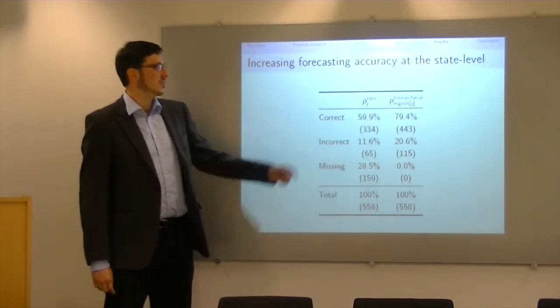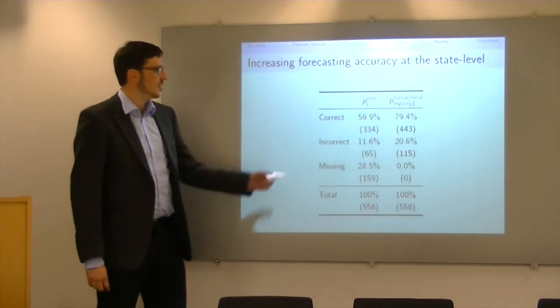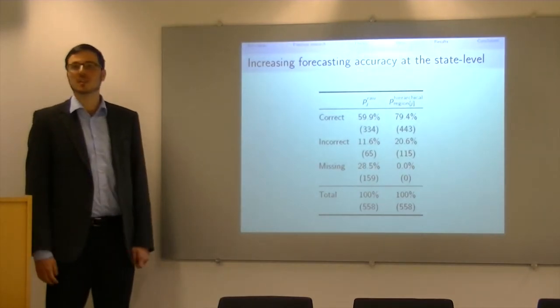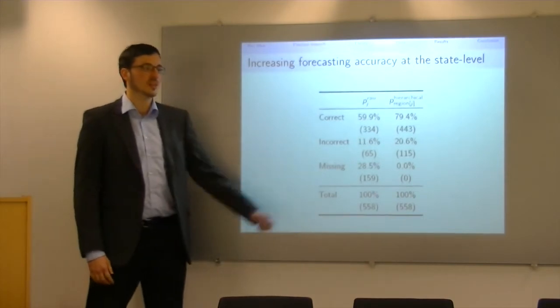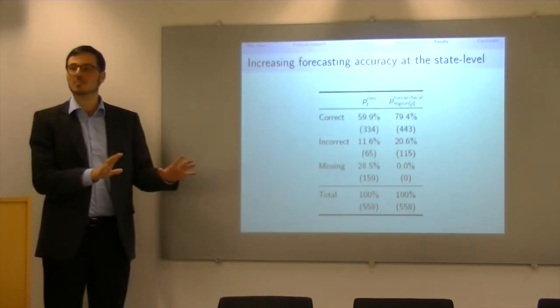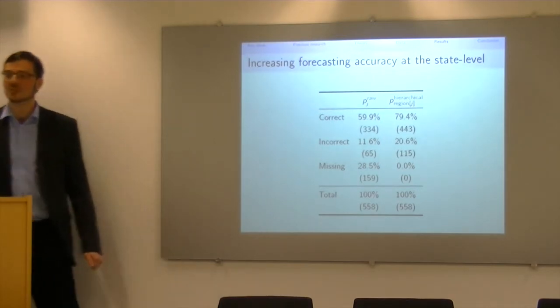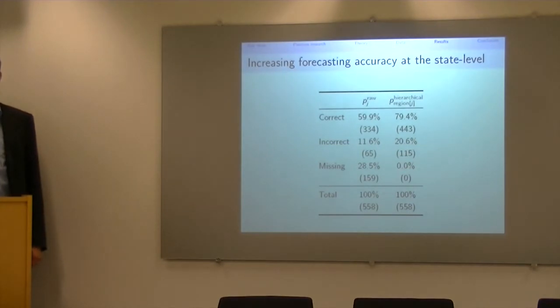It increases the percentage of correctly forecasted states by about 20%, and it increases the share of the incorrect forecasts by 10%. So it means that on average we get 70% of the missing states correctly forecasted, just by specifying this hierarchical prior and letting in no other information. And this just shows in a way that these states are exchangeable within the census region.